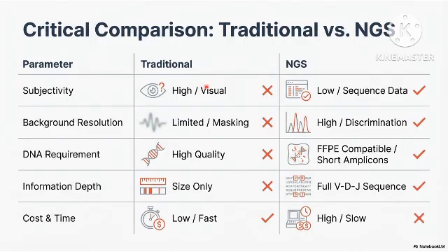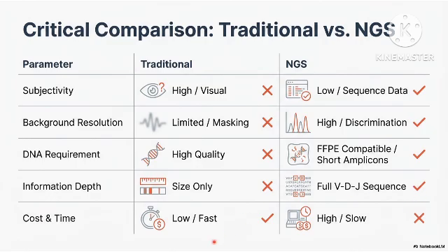There is subjectivity which is lying with PCR assays, whereas NGS will give you sequence data. You are seeing the sequence, it will also give you relative abundance, so there is not much subjectivity over there. Background resolution is high in case of NGS. It is limited with PCRs. You need high quality DNA in both, but some suboptimal DNA will also work for NGS. Here you will only get the information about the size. Here you get information about sequence.